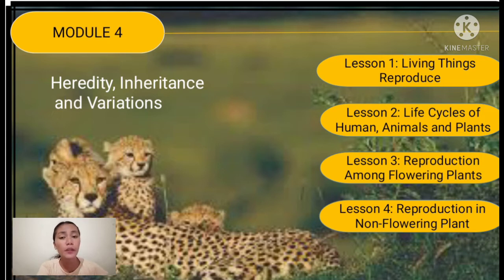So today we are going to talk about Module 4, which is Heredity, Inheritance and Variation, which contains 4 lessons. Lesson 1, Living Things Reproduce. Lesson 2, Life Cycles of Human, Animals and Plants. Lesson 3, Reproduction among Flowering Plants, and Lesson 4, Reproduction in Non-flowering Plants.